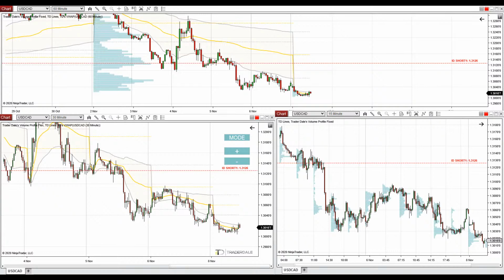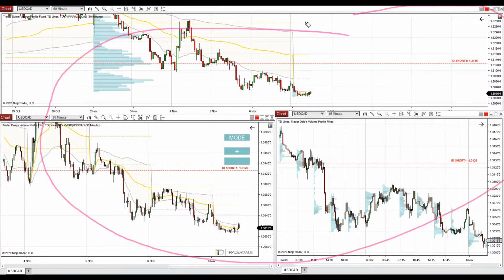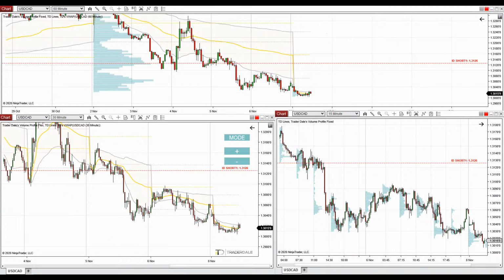Let's now go into the trading ideas. The first trading idea which I would like to show you is on the US dollar, Canadian dollar. All those charts show the US dollar, Canadian dollar. Every chart is with a different setting.